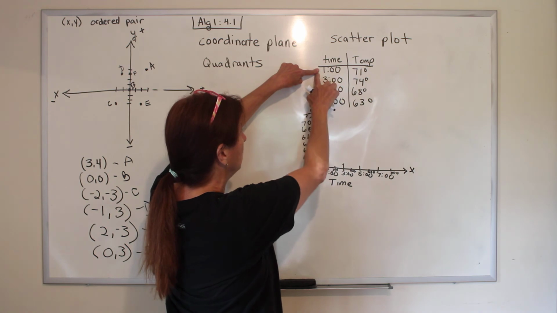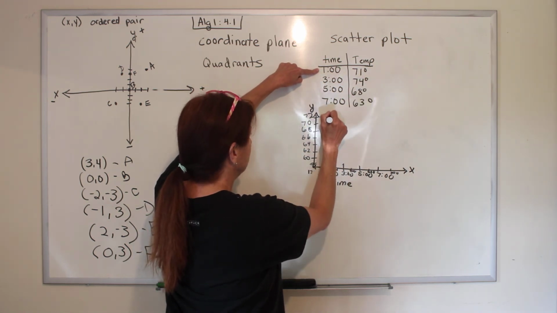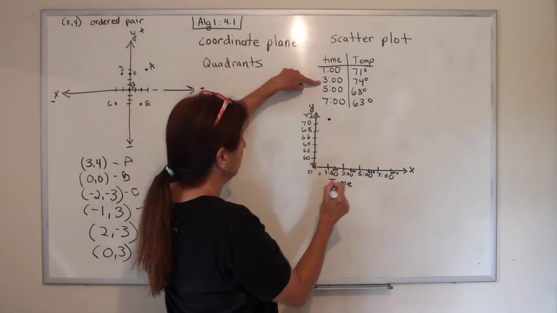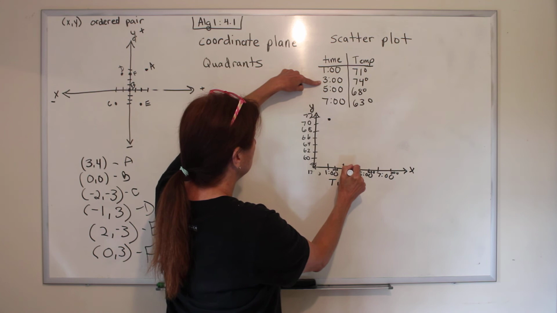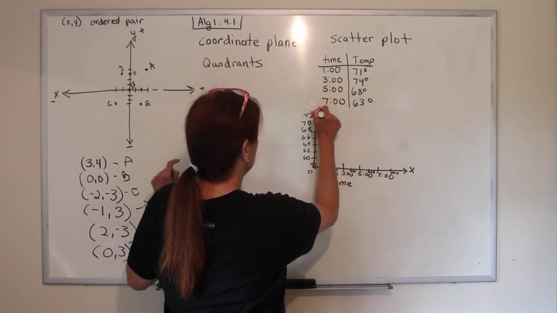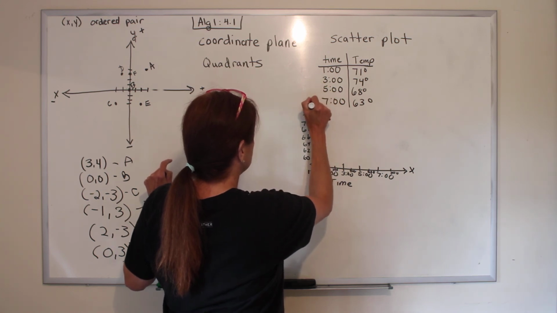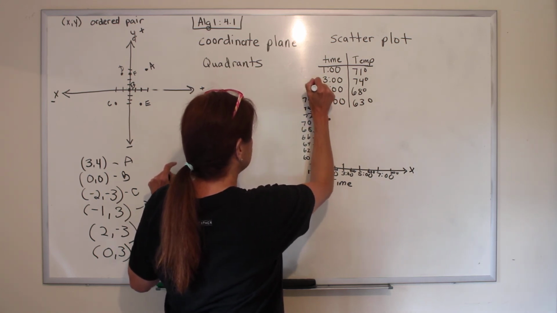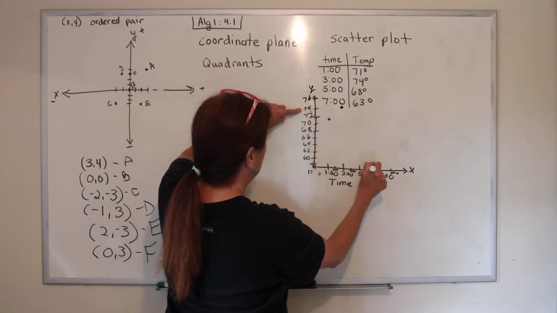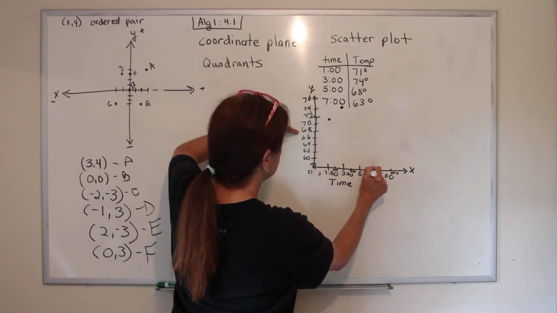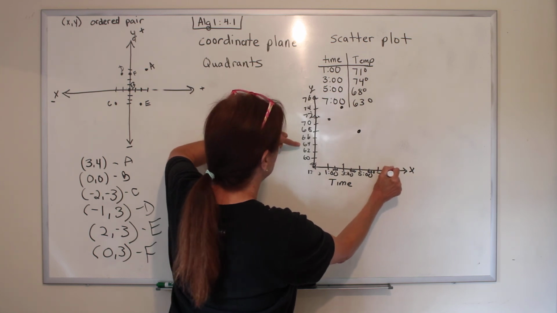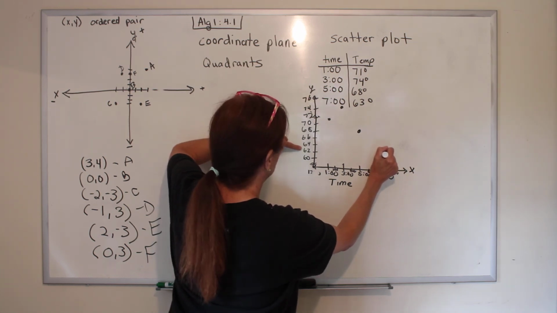At 1 o'clock, my temperature is 71. So that's like halfway in between there. There's a dot. At 3 o'clock, my temperature was higher than I thought. I've got to make my graph bigger. 74, 76. There we go. That's better. Okay, at 3 o'clock, it's 74. At 5 o'clock, it's 68. And at 7 o'clock, it's 63. About right there.